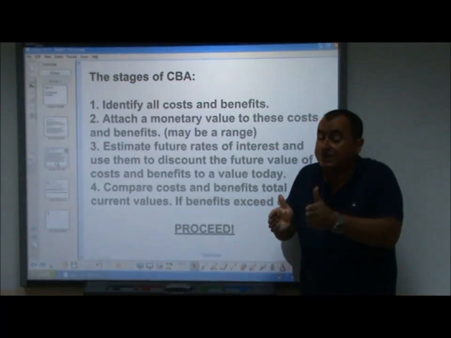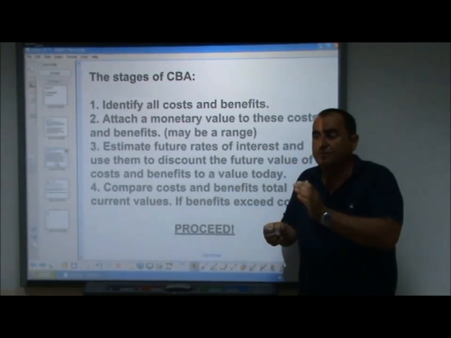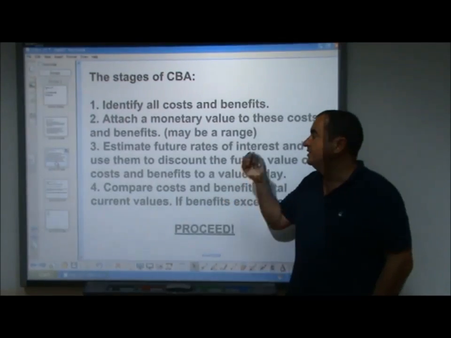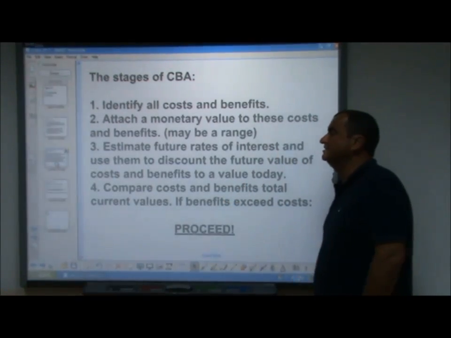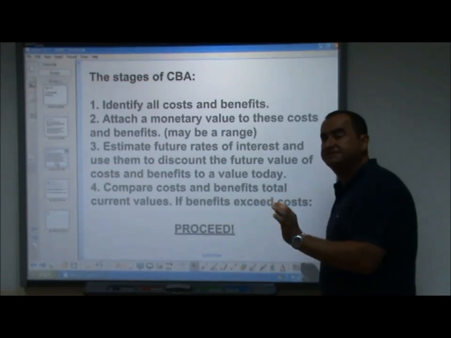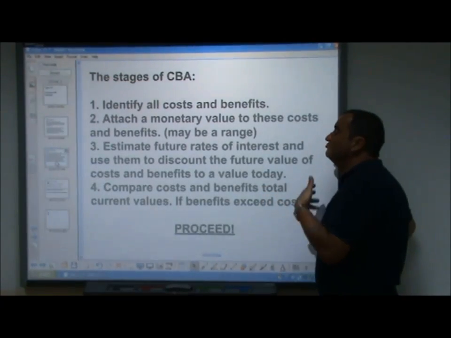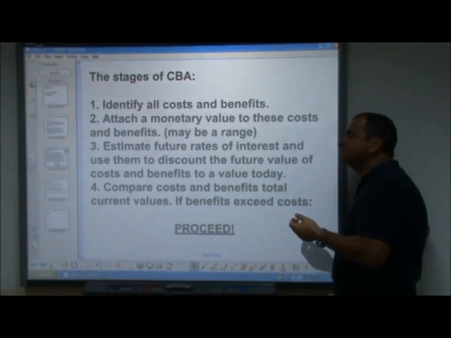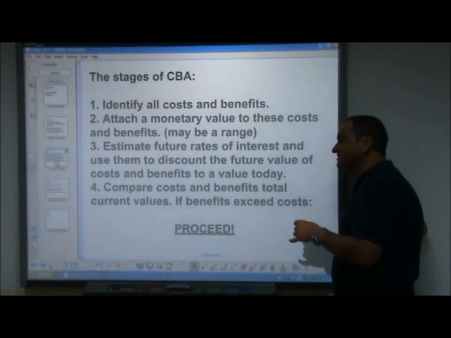The cost will be between this and this. The benefit will be between there and there. So attach monetary values to every cost and every benefit. Thirdly, and this is very difficult, estimate future rates of interest and use them to discount the future value of costs and benefits to a value today.